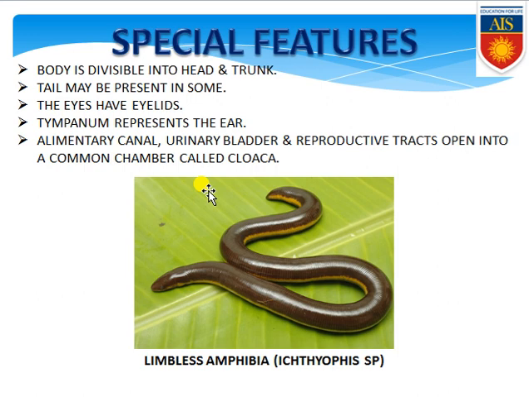Alimentary canal, urinary bladder, reproductive tract, these are all opening to a common chamber, and that chamber is called the cloaca. So keep it in your mind, this alimentary canal, bladder and reproductive tract are all opening to a common chamber, that is the cloaca. Okay, that is a common passage present in case of amphibian organisms.